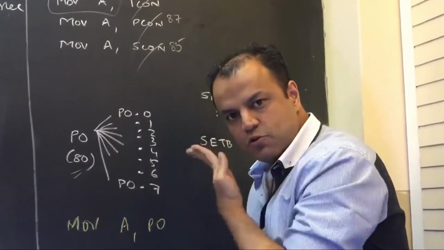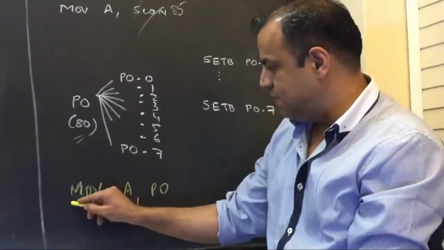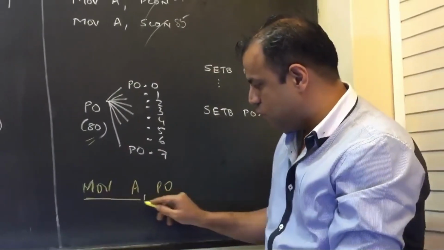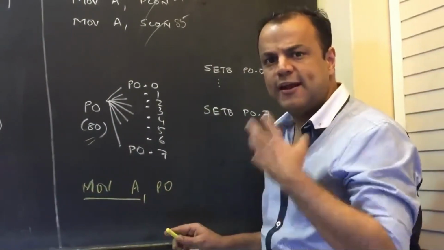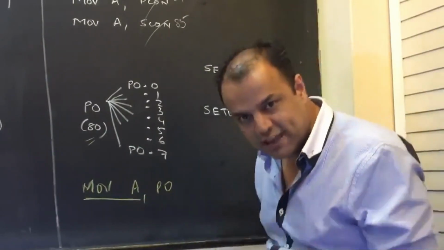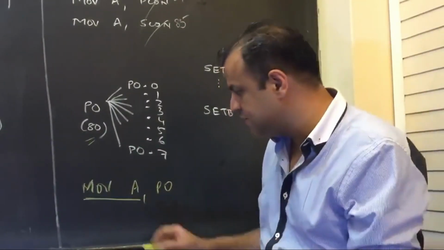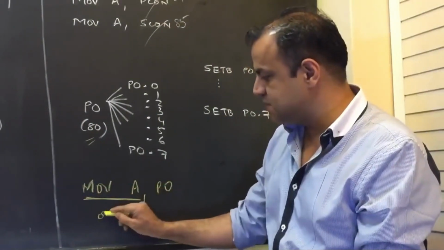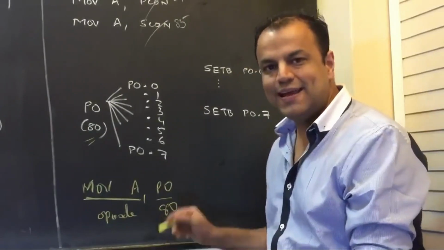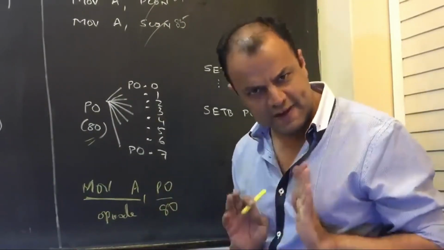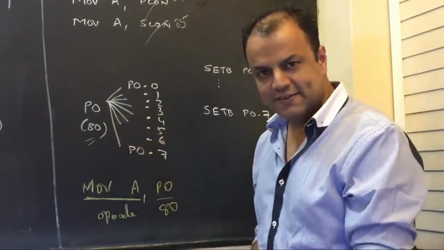When the assembler converts this into machine language, there will be an opcode for move A. There is no opcode for move A, P0, because then there would be an opcode for move A, P1, P2, P3, like this. There will be 21 opcodes. This is the whole reason why SFRs are allotted addresses. So for move A, the assembler will substitute its opcode. For port 0, the assembler will substitute 80 as the address. Please tell me, did you understand this much? So port 0's address is 80.